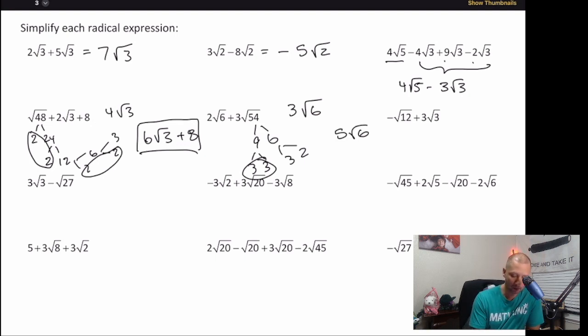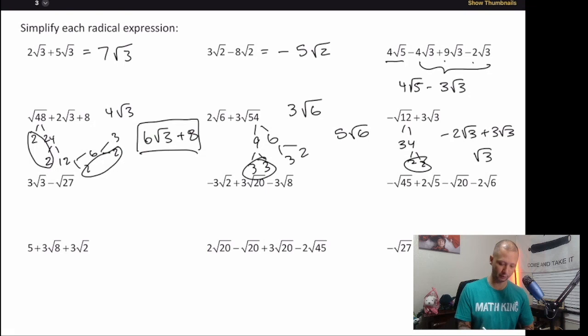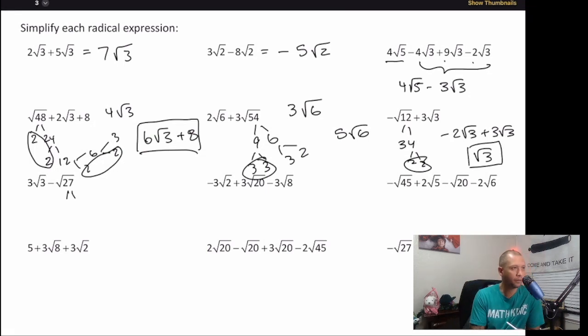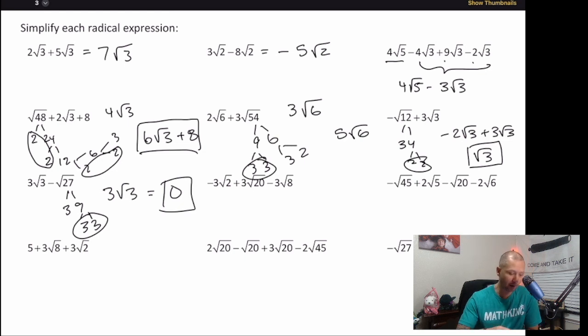Here's kind of fun. Let's do one more. 12 can be broken down to 3 and 4. And 4 is 2 and 2. I can pull out a single 2. So negative 2 root 3 plus 3 root 3. This is going to be 1 root 3. It's implied that there's a 1, so you don't need to write the 1. 27, that's 3 times 3 times 3. So 3 root 3. So 3 root 3 minus 3 root 3 is going to be 0. Okay, so that's adding and subtracting radicals.